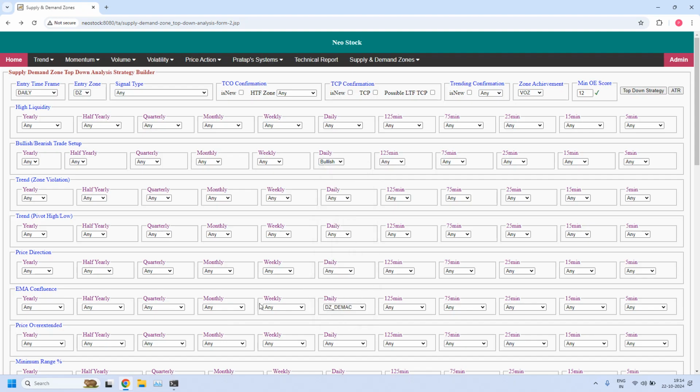Sorry, I made a mistake. I have to look into the weekly time frame. So I have to enable the filter weekly demand zone with weekly EMA confluence, not daily, because the daily zone is a part of the weekly zone. That's why the weekly demand zone is having weekly EMA confluence. It's a high probability setup.